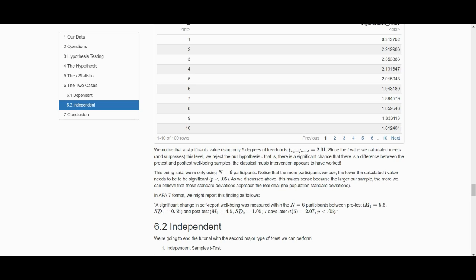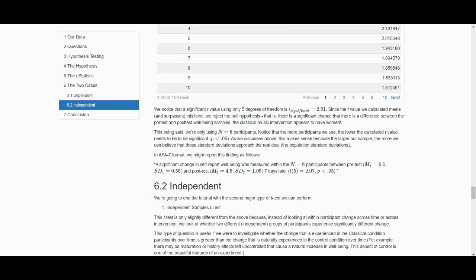In APA 7 format, we might be able to report this finding as follows. A significant change in self-report well-being was measured within the n equals 6 participants between pre-test and post-test, 7 days later. t of 5, which is the degrees of freedom, equals 2.07, meaning that p is less than 0.05. So it's significant.